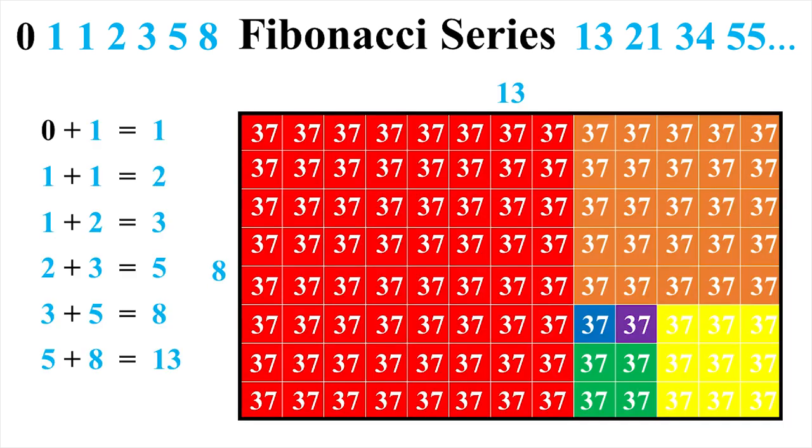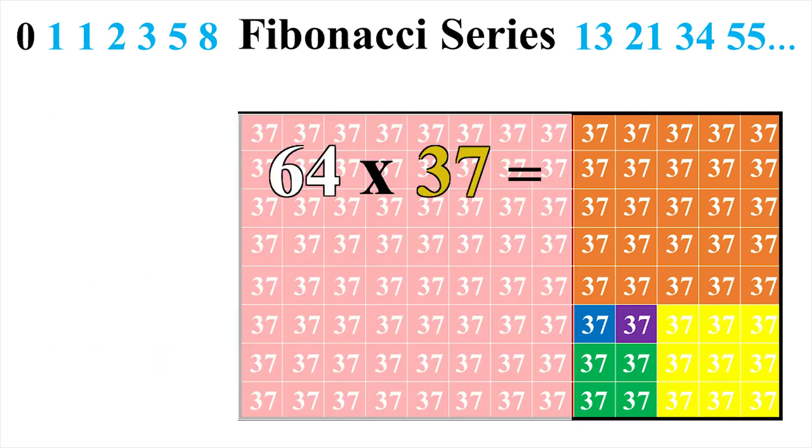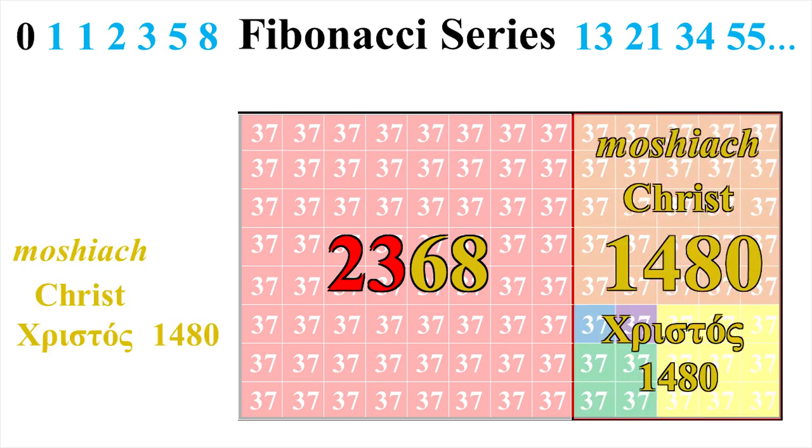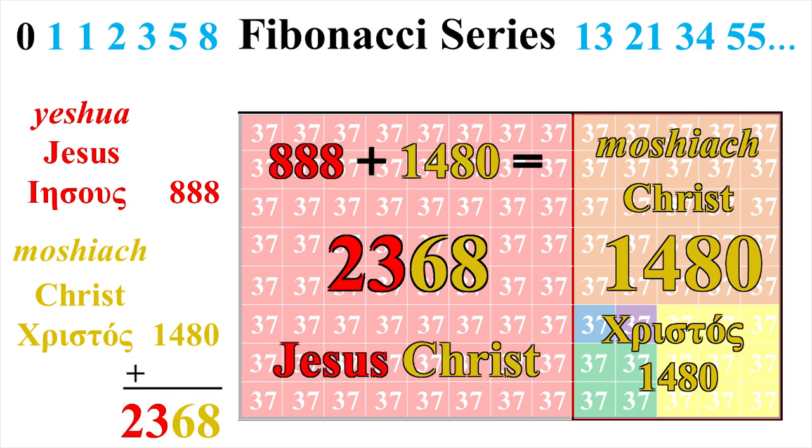Continue on to an 8 by 13 and put 37 in every box. We've added a square here, right? The red is an 8 by 8, which is 64 little 37s, and that adds up to 2,368. Remember what that is? That is Yeshua 888 plus Christos 1480. Gives you 2368. Very nice.